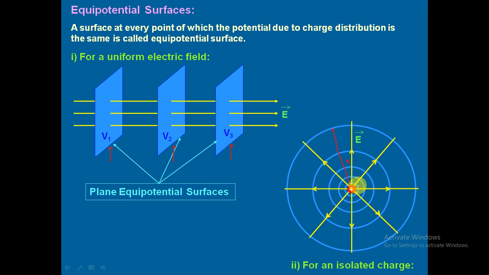So any sphere you can consider to be an equipotential surface, because the radius for every sphere is constant. Every sphere has, no doubt, a different potential, but for one particular sphere, the potential on the surface of the sphere is constant. So all these concentric spheres are the equipotential surfaces for an isolated charge. Similarly, we can draw the equipotential surfaces for a dipole and for other charge distributions also.